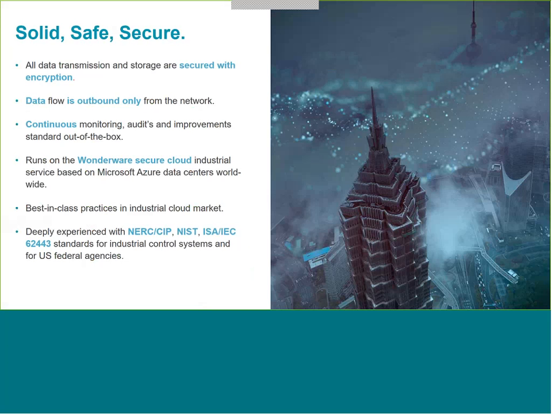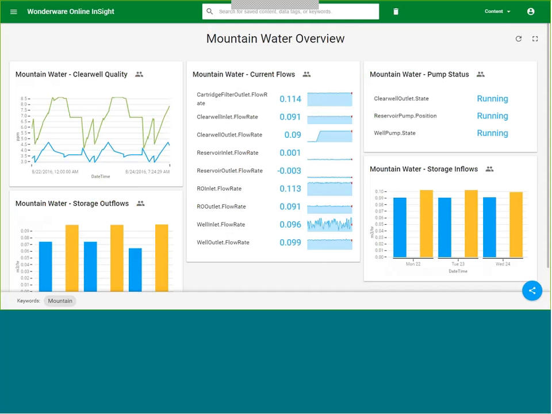Security. Your data and SCADA networks are secure with Wonderware Online InSight. Data passes through a one-way port in your firewall and is securely uploaded and stored in the cloud. You can eliminate the need to purchase, configure, and maintain a dedicated internal Tier 2 historian that you would use for accessing and sharing data outside of your network.